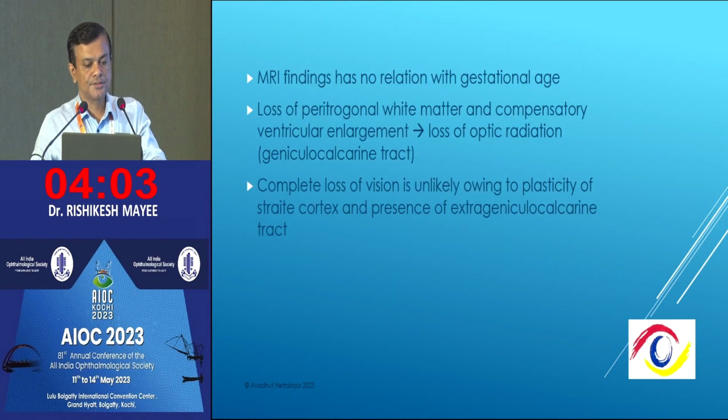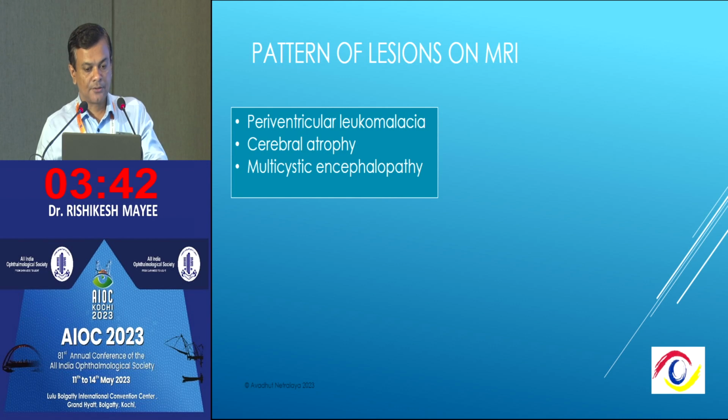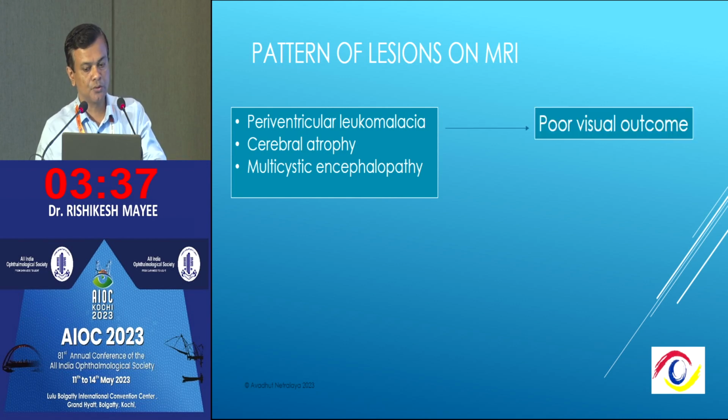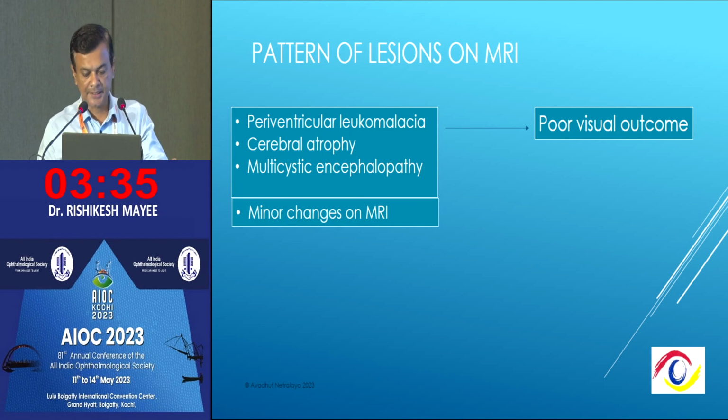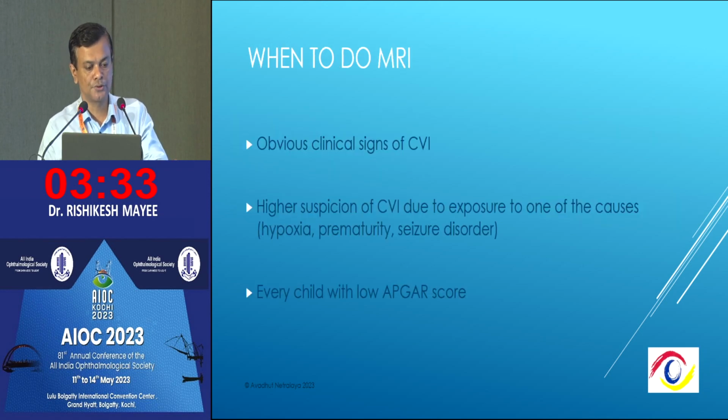So MRI findings have been found not to depend on gestational age. Even a premature child can have a normal MRI finding, whereas a full-term normal delivery child can have significant MRI loss. So loss of the peritrigonal white matter indicates loss of the optic radiation. Usually complete loss of vision is not there because of the neuroplasticity. The pattern of MRI, the most important is periventricular leukomalacia, which indicates a poor visual outcome. But sometimes there are minor changes in MRI which indicate a good visual outcome.